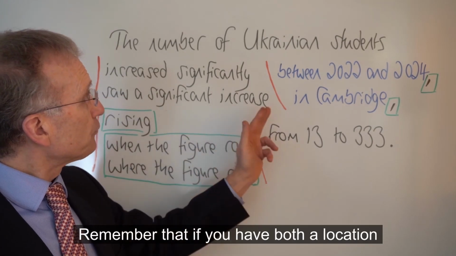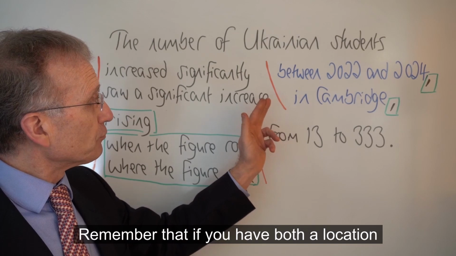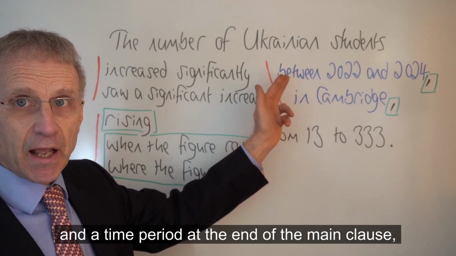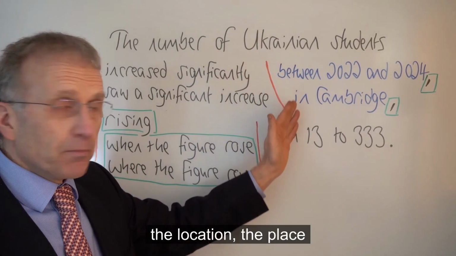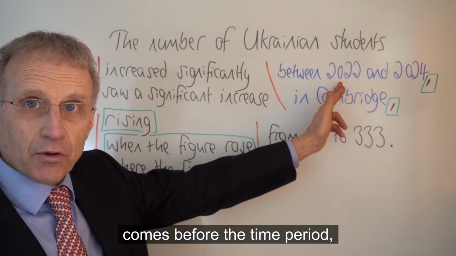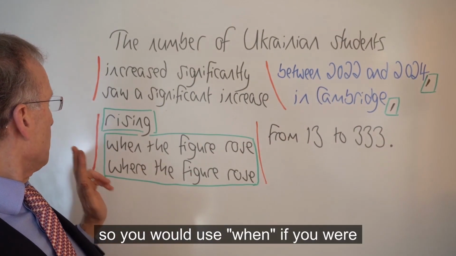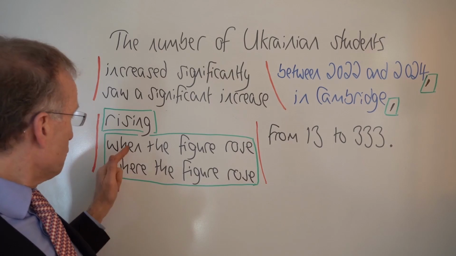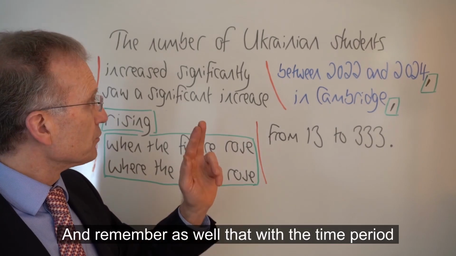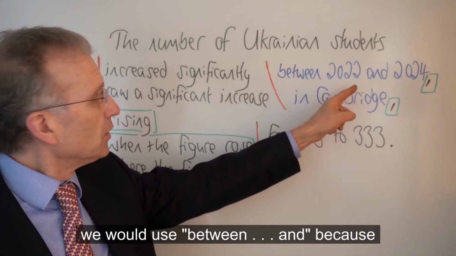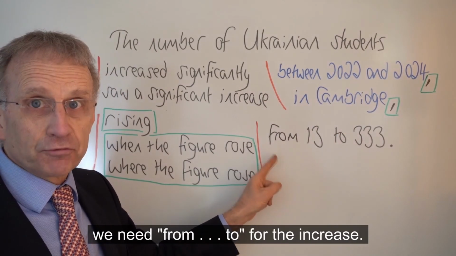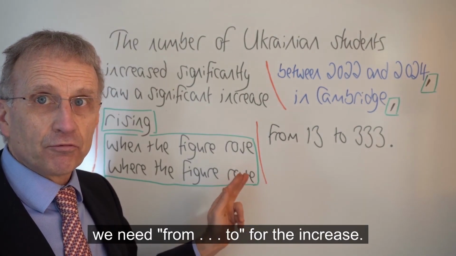Remember that if you have both a location and a time period at the end of the main clause, the location, the place, comes before the time period. So you would use when if you were choosing one of these two options. And remember as well that with the time period, we would use between and, because we need from to for the increase.